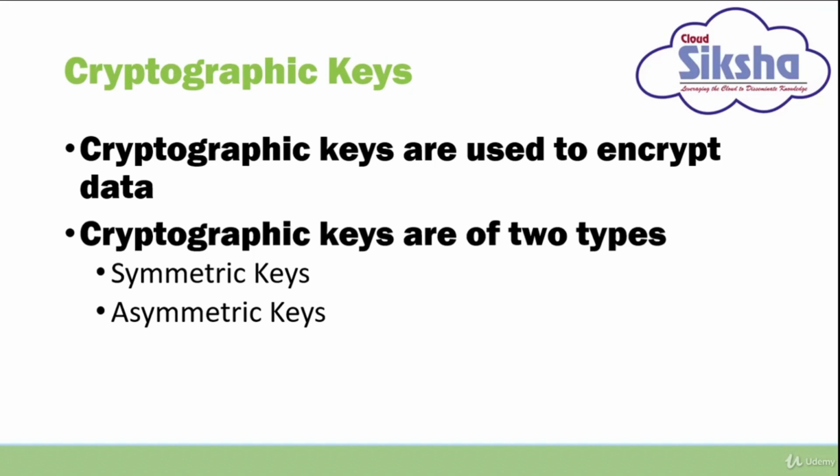There are multiple types of algorithms, depending on what application, etc. The algorithm could vary. In this case, when you have PEM, there is an RSA algorithm that's used. So you use this cryptographic key to encrypt data. Now the cryptographic keys are of two types. One is called a symmetric key, the other is called an asymmetric key.